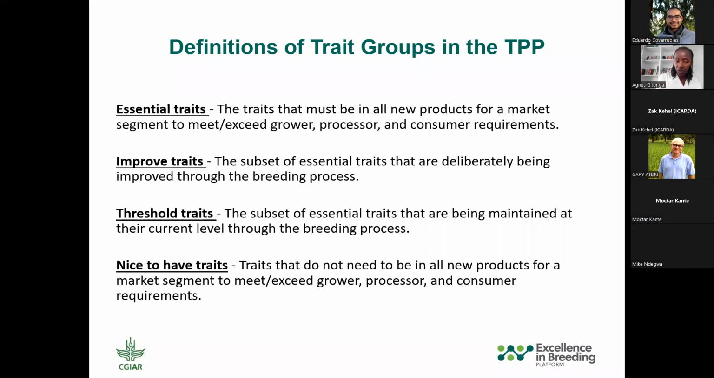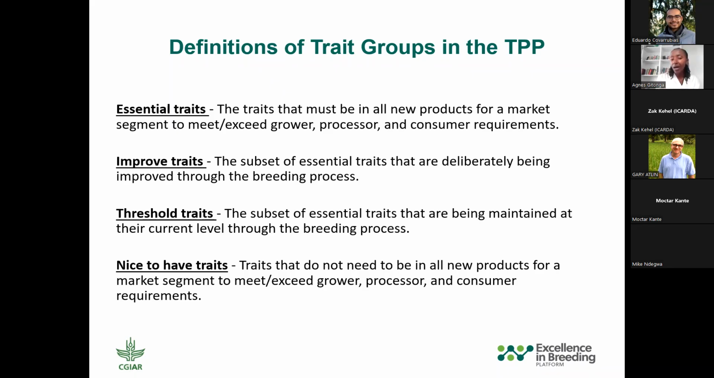Then we have the threshold trait, which is a subset of essential traits that are being maintained at the current level through the breeding process. As an example, if there's a certain disease that the breeders have been working on in terms of tolerance or resistance, and it is believed that we have reached the optimal level and it doesn't warrant more investment to keep improving it because the benefits do not justify the investment, those are the threshold traits that are just maintained throughout the breeding process.